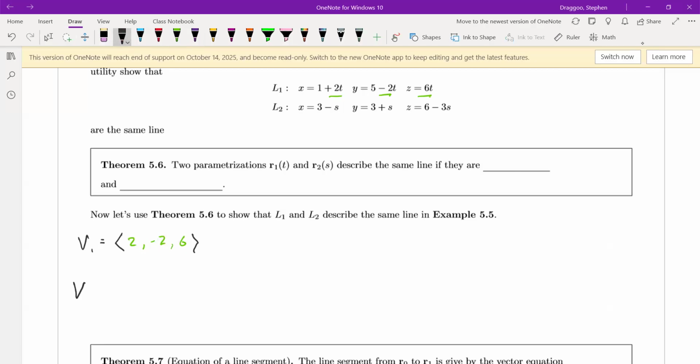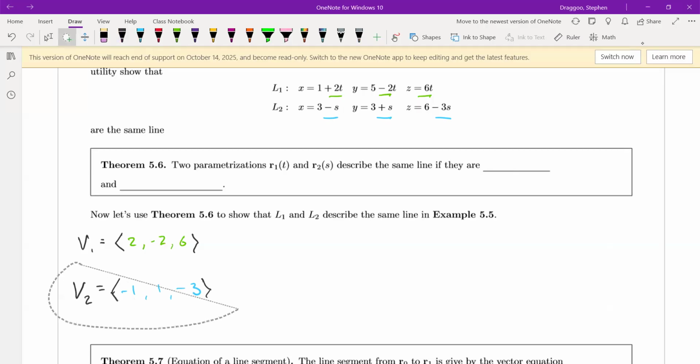Come on, there we go. V2. This one looks like -1, 1, -3. Again, I'm looking at the coefficients on my parameter. But in line 2, my parameter is going to be S, whereas in line 1, my parameter was T. Just giving them a different label so that I can start comparing them against each other.